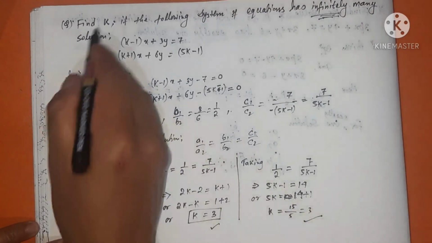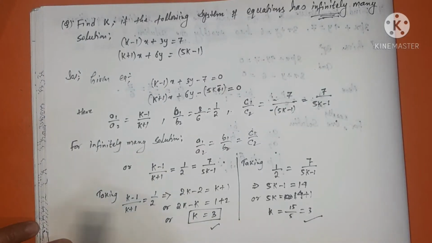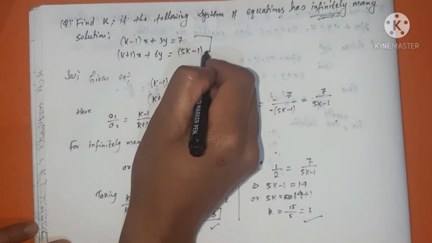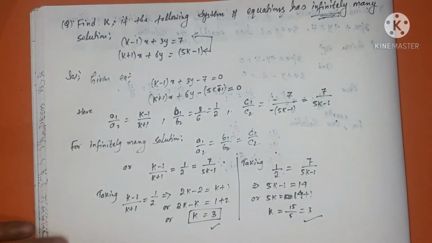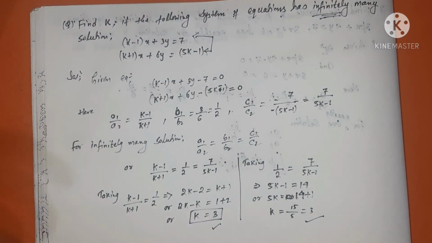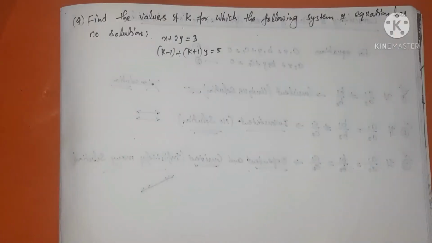So for what value of k? The value of k must be 3, so that this pair of linear equations has infinitely many solutions. These are board exam type questions. Okay, you should practice it seriously. So in the first question we have done the unique solution. In the second question we have infinitely many solutions.